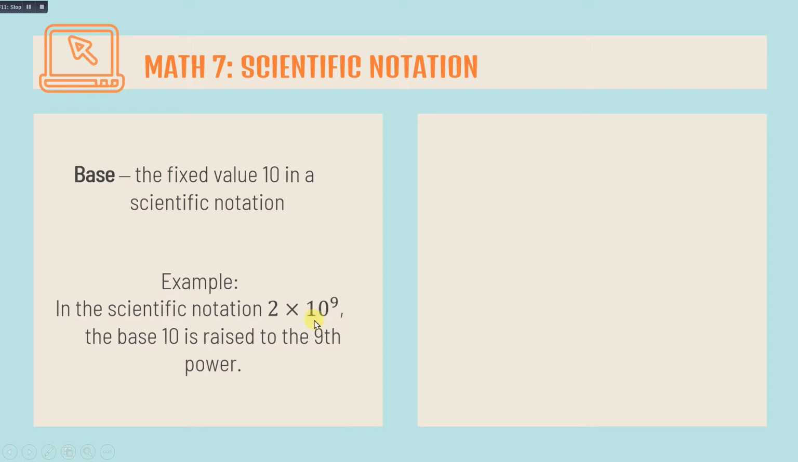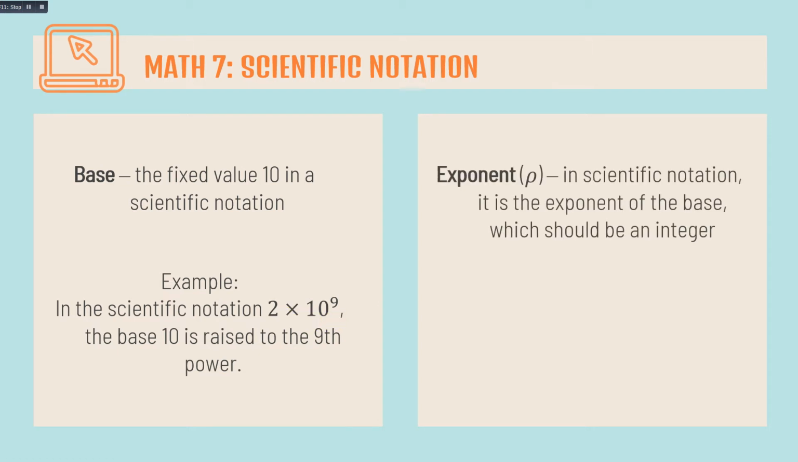What is an exponent? In scientific notation, it is the exponent of the base, which should be an integer. So remember, when we are talking about the exponent, this should be an integer. For example, 4 times 10 to the negative 6. The exponent would be negative 6. And as we can see here, negative 6 is an integer.